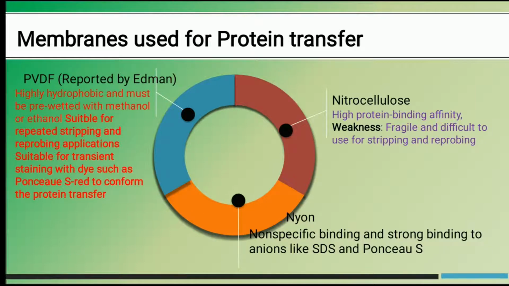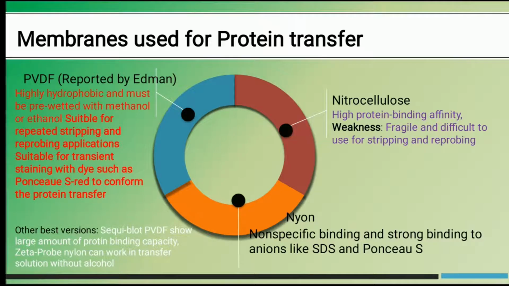The second membrane is nitrocellulose membrane. Nitrocellulose membrane has the advantage of high protein binding affinity, whereas the weakness is it is highly fragile, so it is difficult to strip and reuse the same membrane for detection of several different proteins. And nylon membrane has affinity with proteins, but non-specific binding may occur.